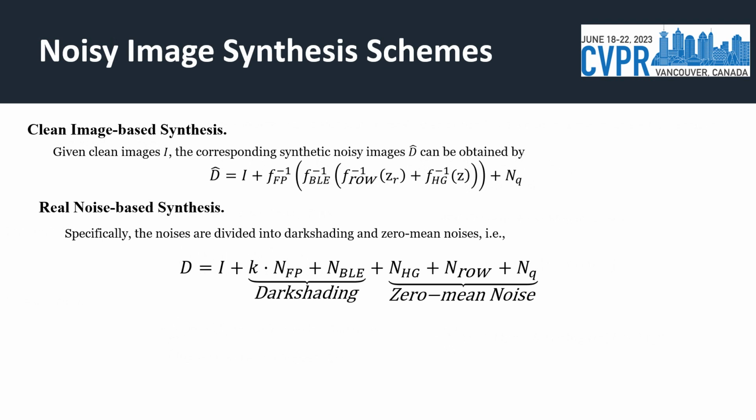After training, our noise model can be adopted in 2 noisy image synthesis schemes: clean image-based synthesis and real noise-based synthesis. Clean image-based synthesis is the most intuitive way to generate noisy images. When given enough clean images I, the corresponding synthetic noisy images D hat can be obtained. The real noise-based synthesis consists of the dark shading correction strategy proposed by PMN and the zero mean noise strategy in our noise model.